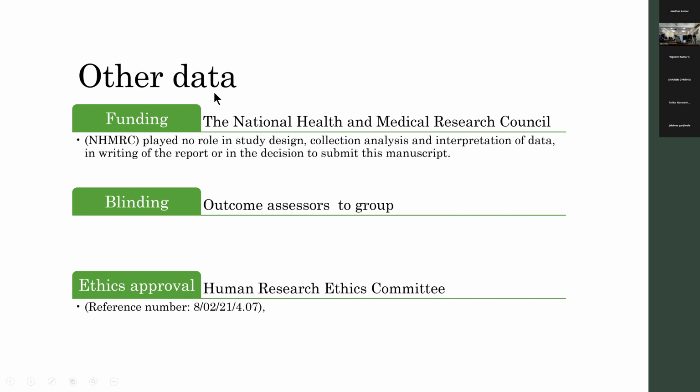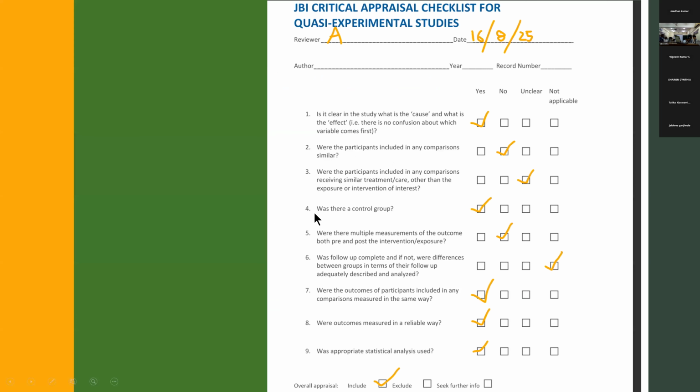Other data which is not in the checklist: the funding was by the National Health and Medical Research Council. They had no role in the study. Blinding: the outcome assessor, that is the expert panel, was blinded to group. But the study pharmacists who looked at the DDIs were not really blinded to group or the site. Ethics approval was taken. So coming to the checklist, based on the parameters in the checklist, this is a fairly okay, well done study.